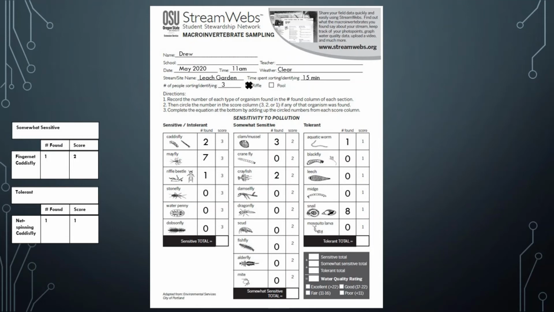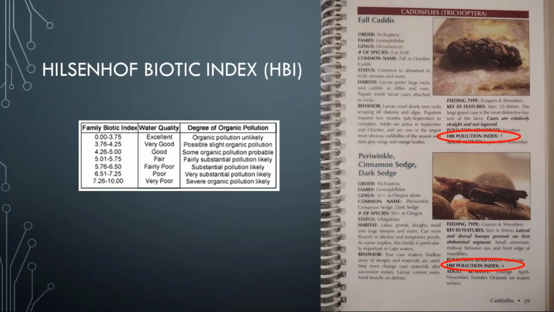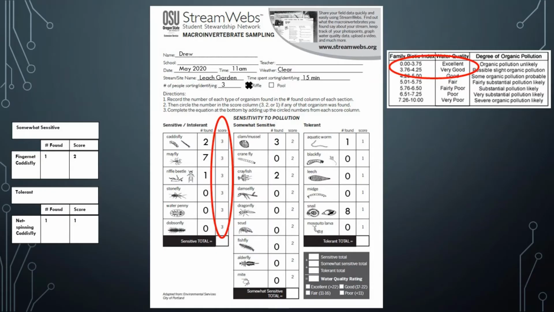There's another part of the data sheet that hasn't been filled out yet. These are the sensitivity scores of the categories and will help us determine the health of this reach of Johnson Creek. These scores use the Hilsenhoff Biotic Index to determine the pollution levels. So macroinvertebrates with a score of 1 are very sensitive to pollution and the water quality will most likely be healthy. Those with a score of 8 are pretty tolerant to pollution and the water quality would most likely be poor. So for this data sheet, this index was simplified into 3 categories.